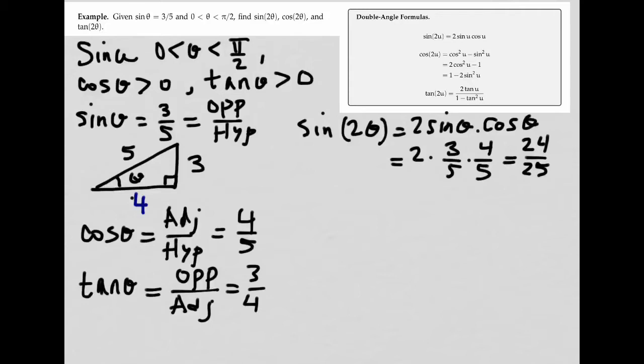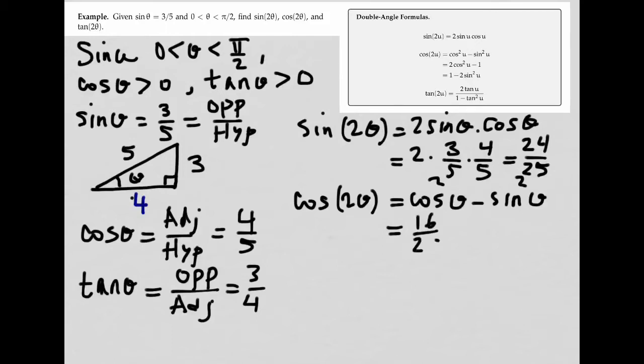This is sine of 2 theta. Now, there are different ways. As you can see, we have 3 identities for cosine of 2u. We can use either one of them. So let's say we use cosine of 2 theta. That's cosine squared theta minus sine squared theta. Well, cosine squared theta is 4 over 5 squared. That's 16 over 25 minus sine squared theta, which is 3 over 5 squared, which is 9 over 25. And that leaves us with 7 over 25. That is cosine of 2 theta.